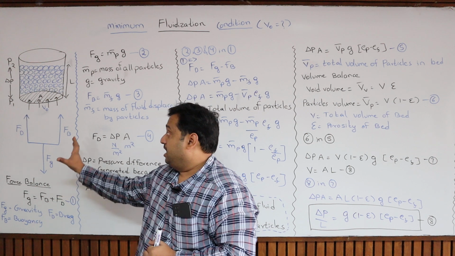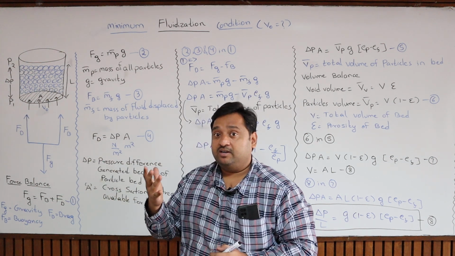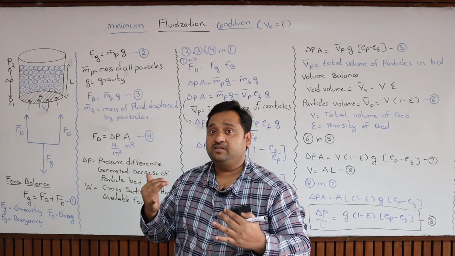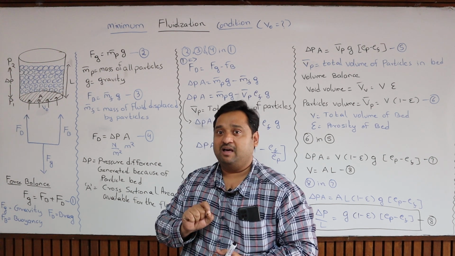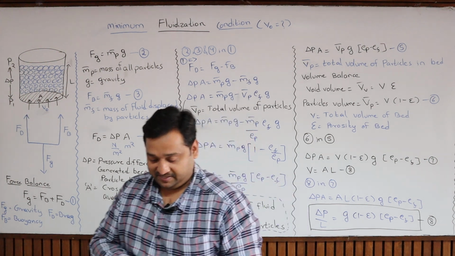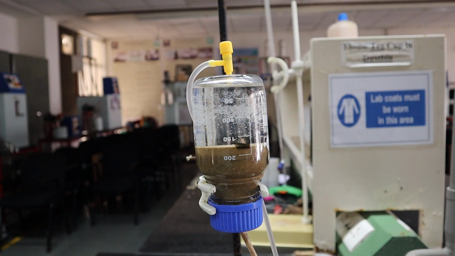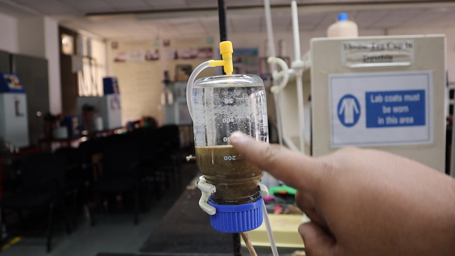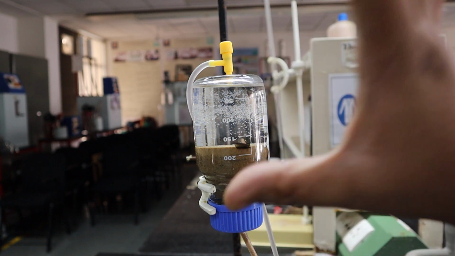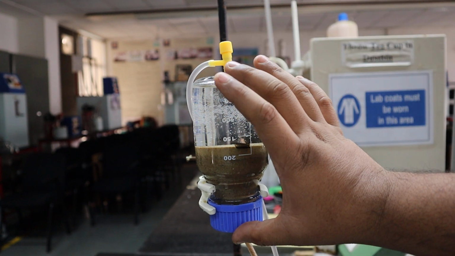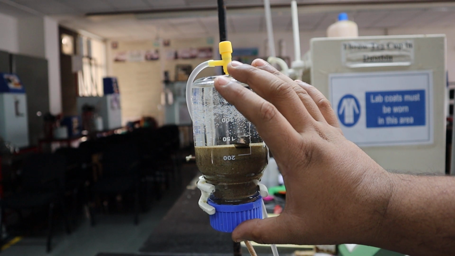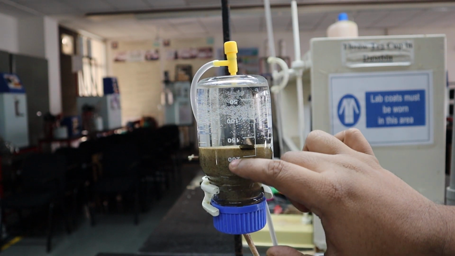So let me show you how the fluidization happens with a small experiment in the lab. Let us go to the lab. And this is the third one, which is called the fluidization assembly. In this assembly, you can see all the three forces acting in a container.